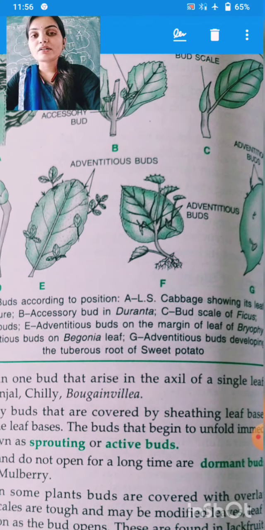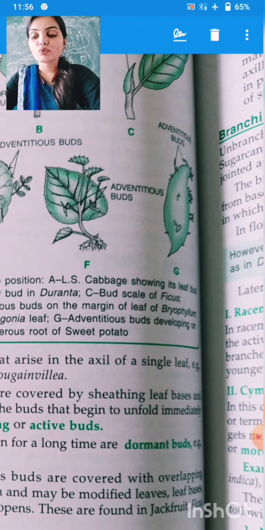So all the buds which are found, you may think it's not stem, it's a leaf, but it is a modification, and it is found throughout the stem, and the stem is also responsible for it.